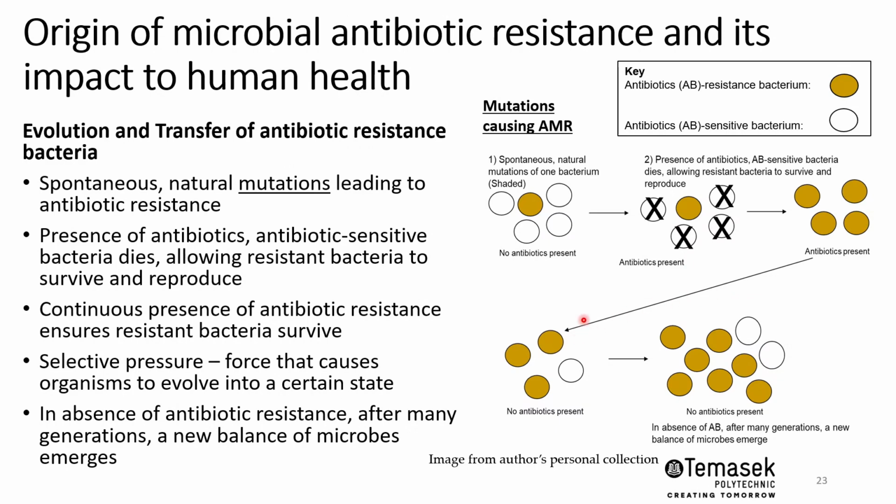These are the forces that cause the organism, in this case the bacteria, to evolve to a certain state. In the absence of antibiotics, this antibiotic-resistant bacteria continues to thrive, and after many generations, a new population of these microbes emerges that are resistant towards the antibiotic used. So one of the ways that bacteria can assume antibiotic resistance is through such mutations.